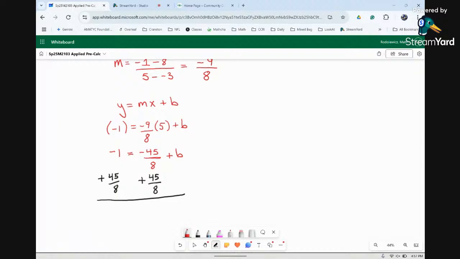I'm happy to look at it for you after class. -1 plus 45/8. And just like that, you don't have to do any stress. You just have to do the algebra steps. So 37/8 is the B value.